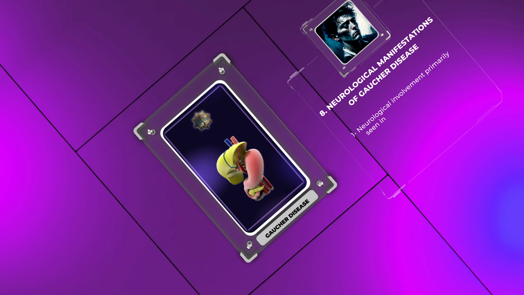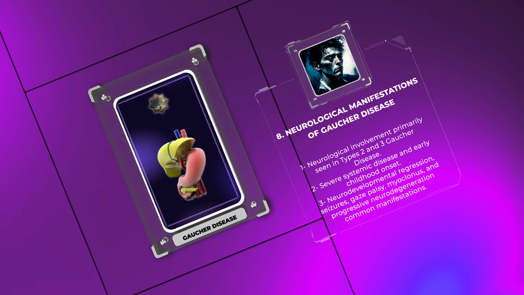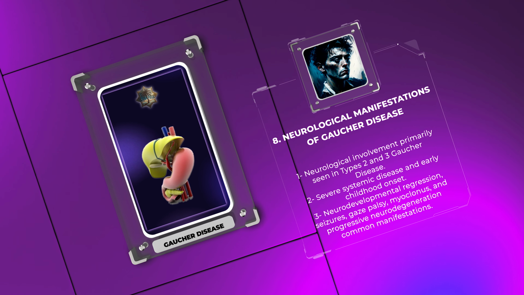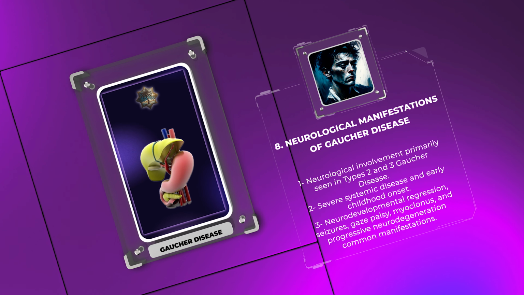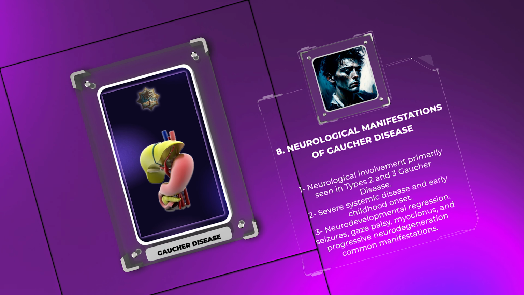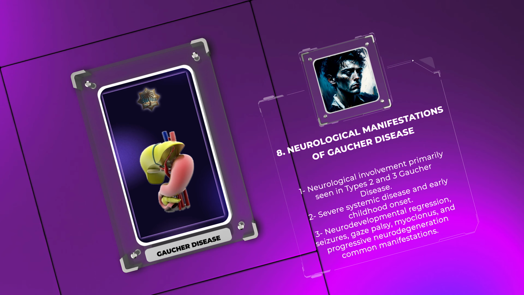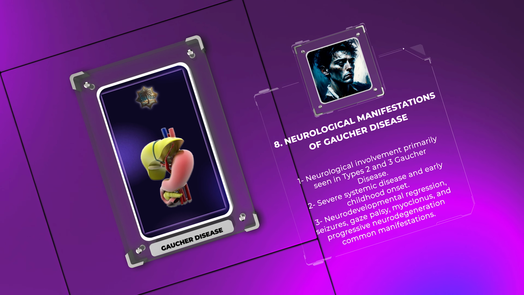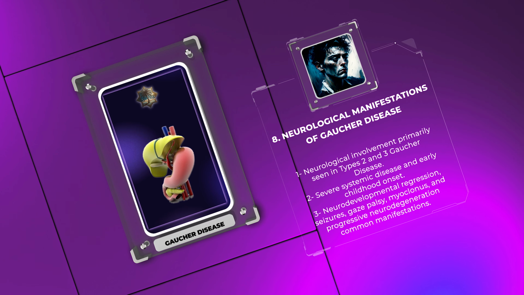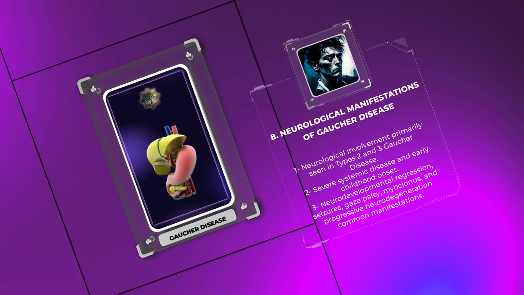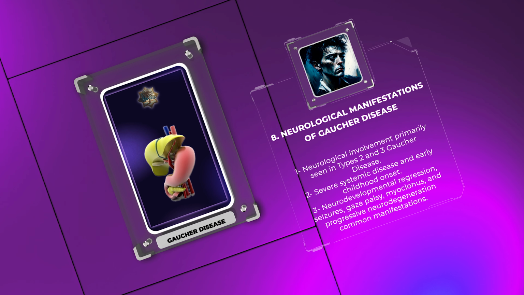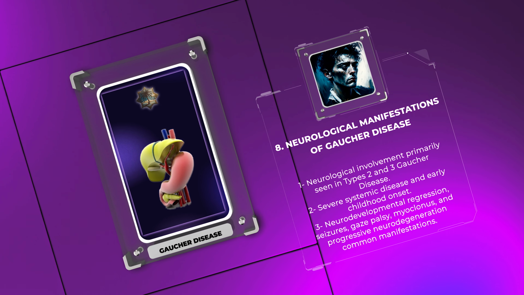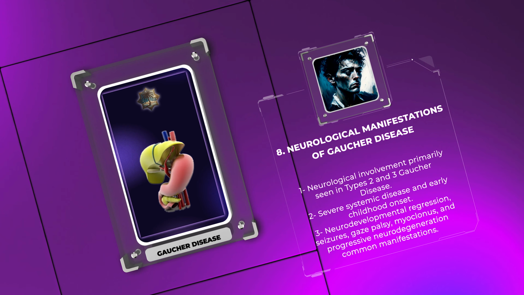Neurological involvement is primarily seen in types 2 and 3 Gaucher disease, which are characterized by severe systemic disease and early childhood onset. Central nervous system manifestations may include neurodevelopmental regression, seizures, gaze palsy, myoclonus, and progressive neurodegeneration. The accumulation of glucocerebroside and its toxic metabolites disrupts neuronal function and leads to progressive deterioration. The management of neurological manifestations in Gaucher disease remains challenging, and supportive care is the mainstay of treatment.